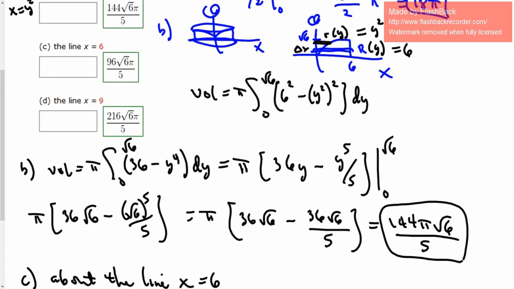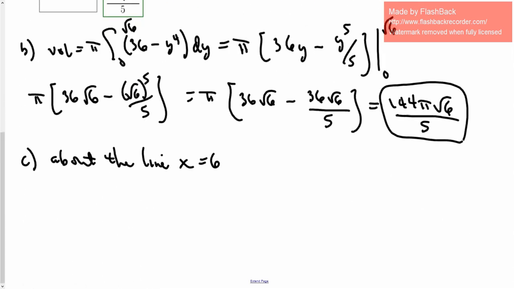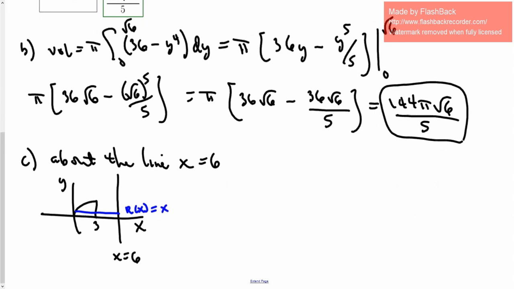About the line x equal to 6. So let's look at that. I have to look at the graph to see what's going on. Now, the cylinder stops at x equal to 3, so we have a hole. So we have that washer method, right? And this is x equal to 6. So we have the big radius, which is 6. So capital R of x is equal to 6.